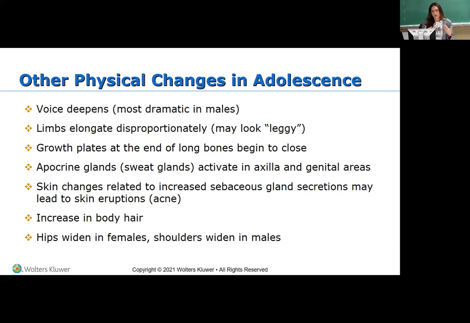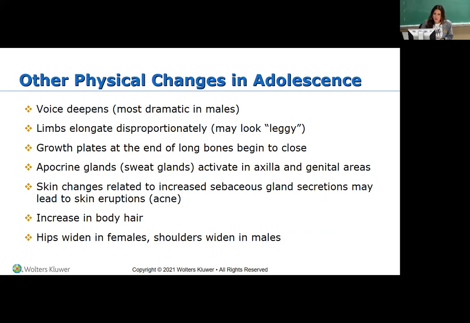Their limbs are also going to elongate. They're going to look very leggy. You might even hear the term lanky. They may have a little bit of decreased coordination in the beginning as their growth plates start to grow and the ends of their long bones start to close. So they're going to be a little bit uncoordinated as they go back to those toddler years when they're learning how to walk again. They may have more uncoordination until those bones can mature a little bit more.